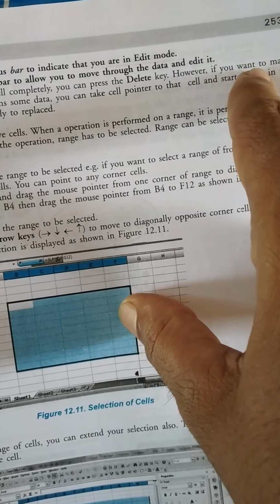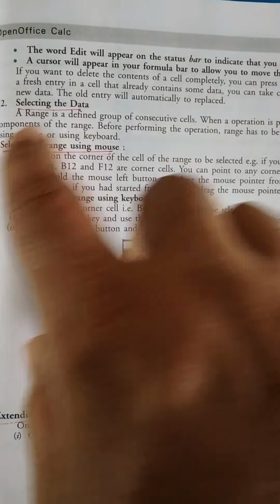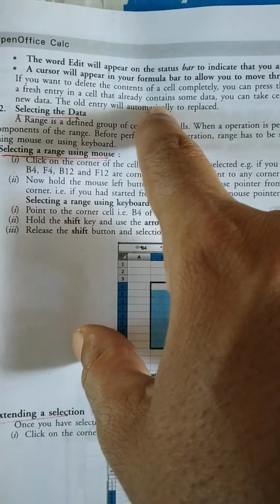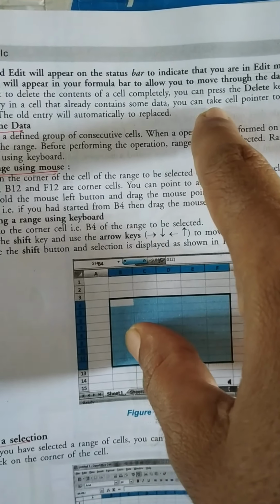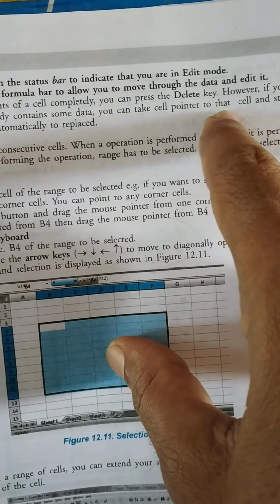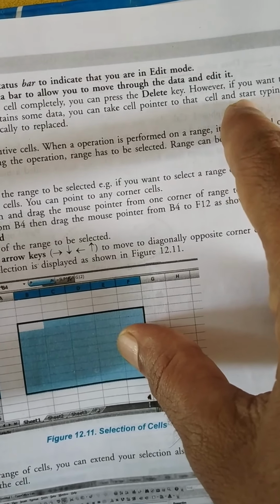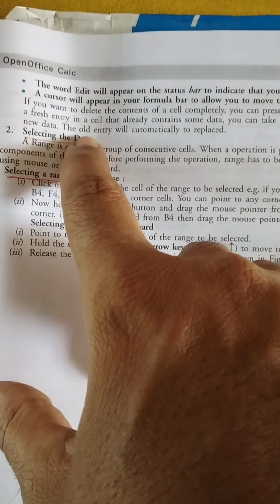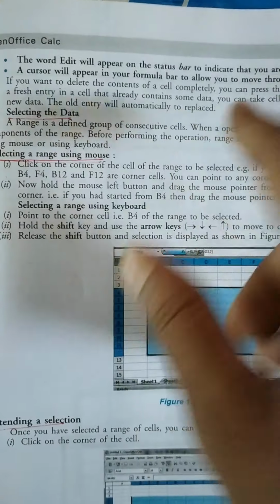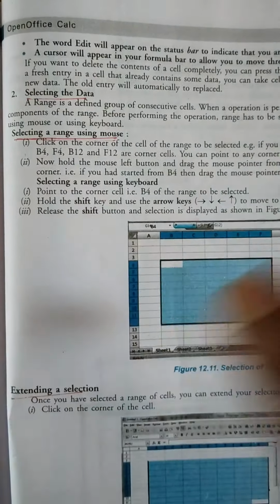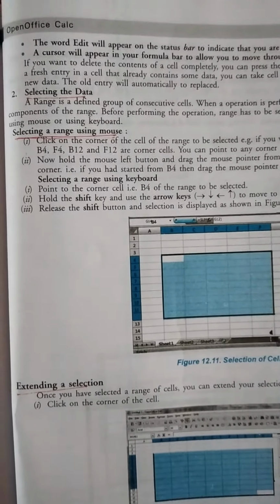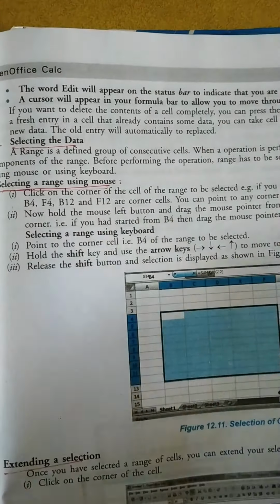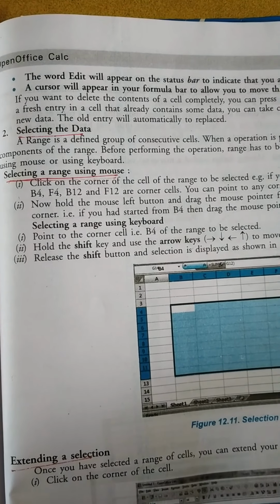However, if you want to make a fresh entry in a cell that already contains some data, you can take the cell pointer to that cell and start typing the new data in it. The old entry will automatically be replaced. Got it? So this is how you are going to edit the data. Editing means making changes, so you can make changes as per your need and requirement.